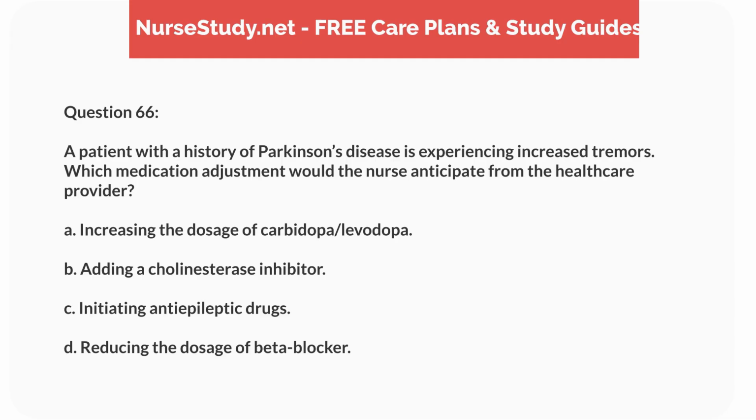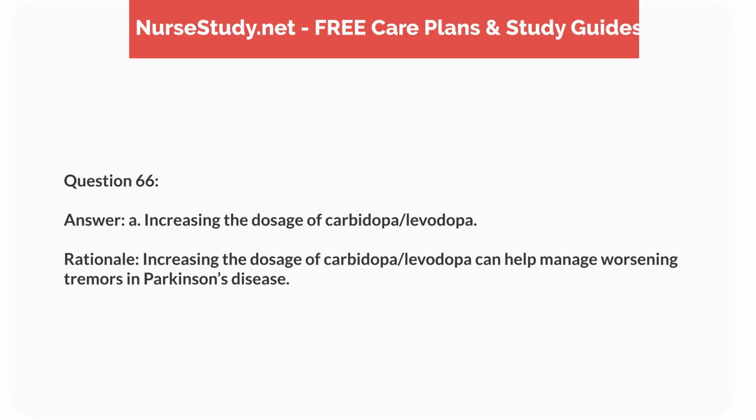Question 66. A patient with a history of Parkinson's disease is experiencing increased tremors. Which medication adjustment would the nurse anticipate from the healthcare provider? A. Increasing the dosage of carbidopa/levodopa. B. Adding a cholinesterase inhibitor. C. Initiating anti-epileptic drugs. D. Reducing the dosage of beta blocker. Answer: A. Increasing the dosage of carbidopa/levodopa. Rationale: increasing the dosage of carbidopa/levodopa can help manage worsening tremors in Parkinson's disease.